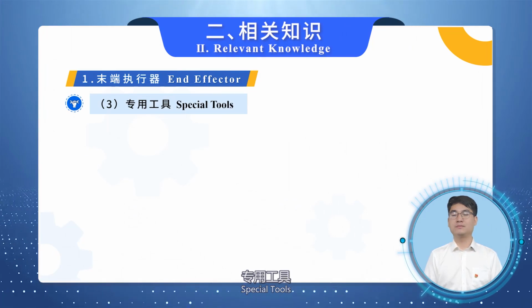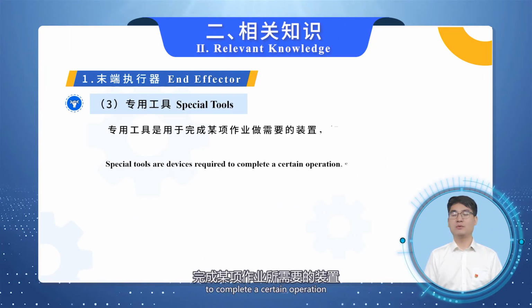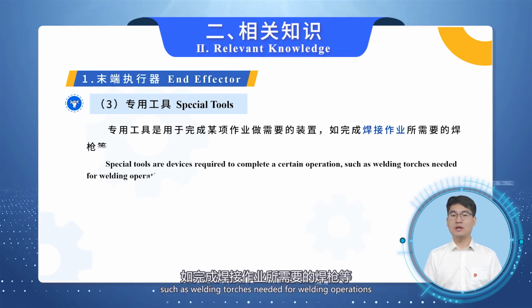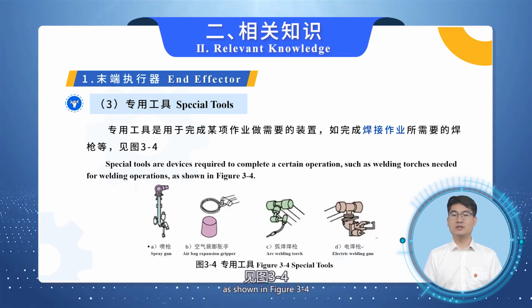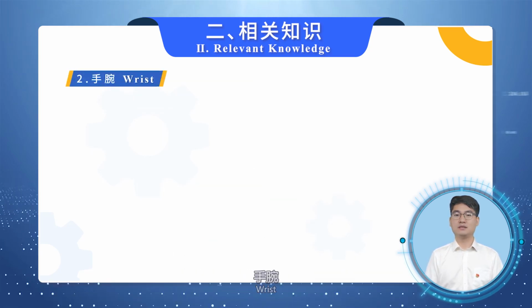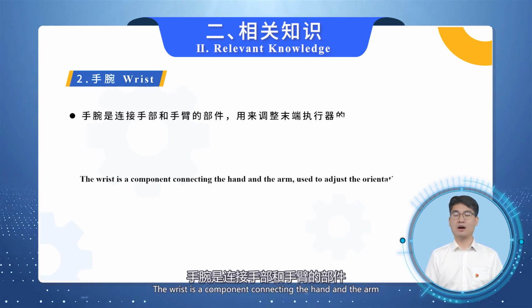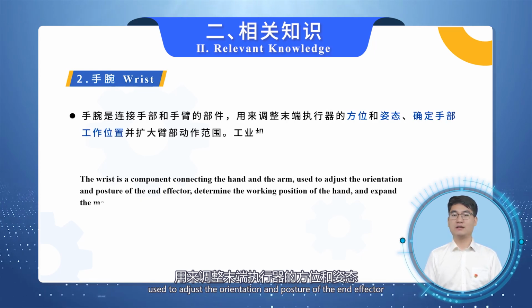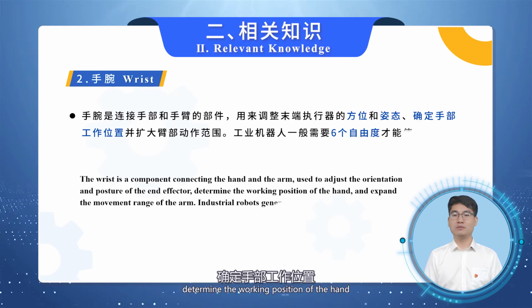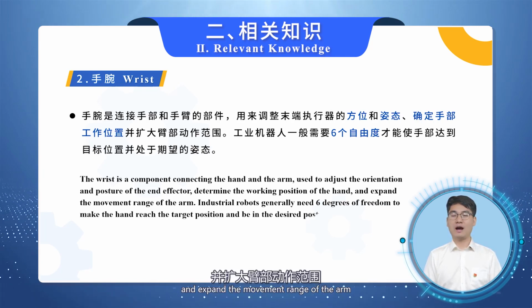Special tools. Special tools are devices required to complete a certain operation, such as welding torches needed for welding operations, as shown in Figure 3:4. Wrist. The wrist is a component connecting the hand and the arm used to adjust the orientation and posture of the end effector, determine the working position of the hand, and expand the movement range of the arm.